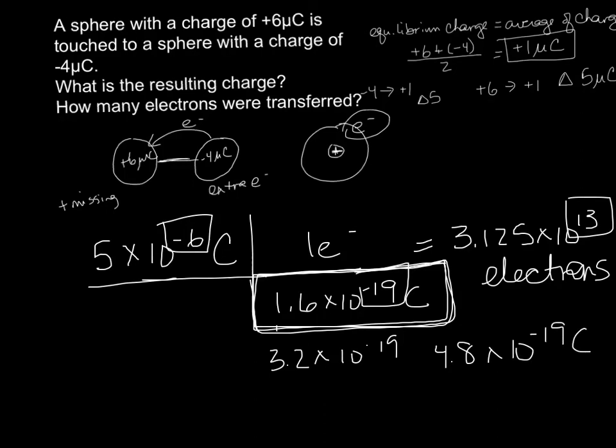But we can't have 4 times 10 to the minus 19, because that's not a whole number multiple of 1.6 times 10 to the minus 19. This would be 2 electrons. This would be 3 electrons. You can't have a fraction of an electron. Okay, so that should get you started, and you should be well on your way to being able to start your forces and electrical charge worksheet.